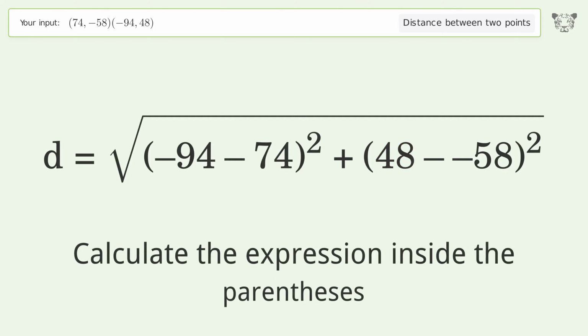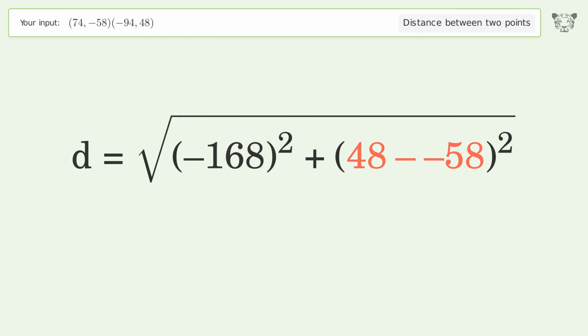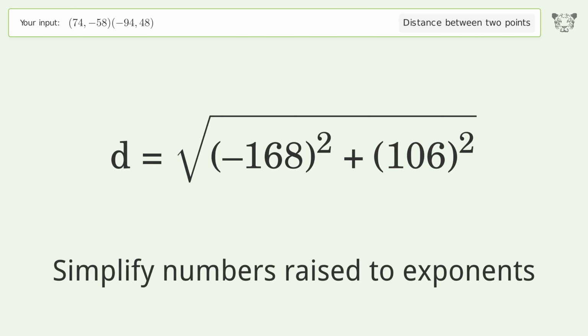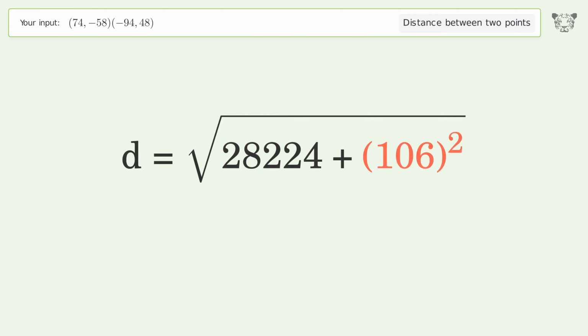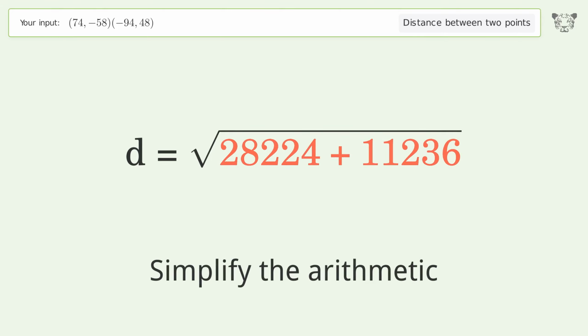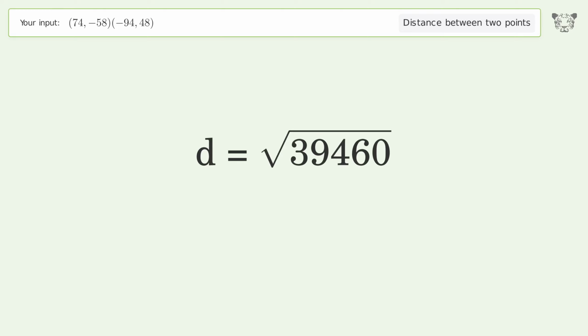Calculate the expression inside the parentheses. Simplify numbers raised to exponents. Simplify the arithmetic. And so the distance between the 2 points is the square root of 39,460, or 198.645.